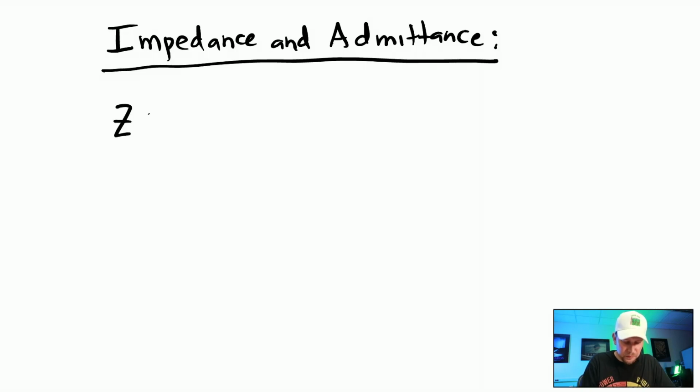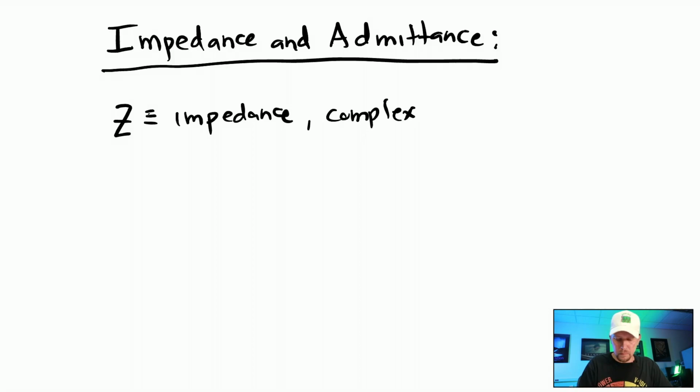Now, impedance itself, we use the capital letter Z to denote it. And depending on whether you were talking about a resistor, inductor, or capacitor, this quantity could be purely real or it could be purely imaginary. And in general, impedance is a complex number. Because it's a complex number, that means that in Cartesian form, it can be rewritten as the real part, which we're going to call R, plus j times the imaginary part, which we're actually going to call X.